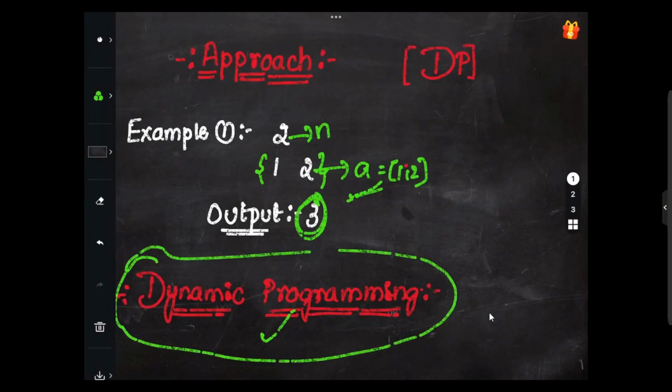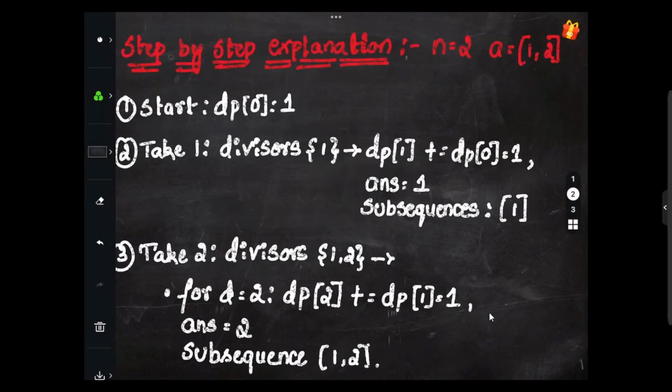We will be going with the dynamic programming approach. This is very important. Let's move on with the step-by-step explanation. N is 2 and array A is 1, 2, which consists of the two elements 1 and 2.